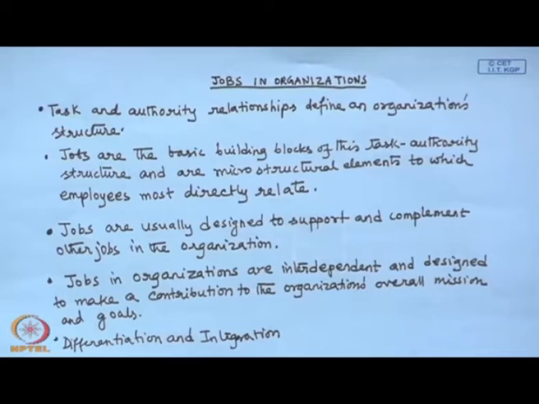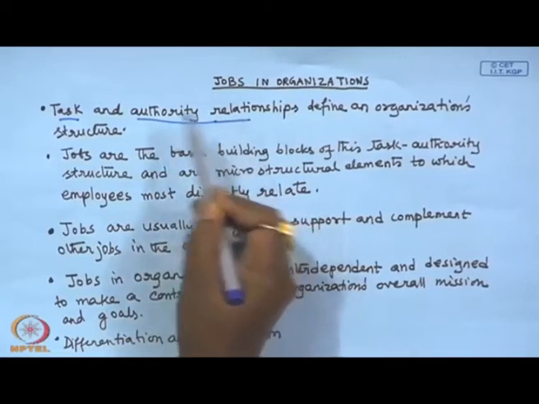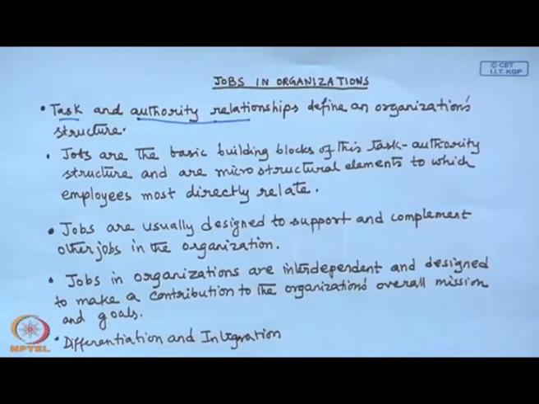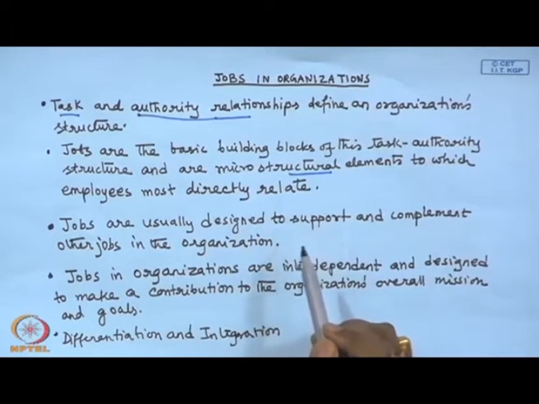relate. So if you see the salient points mentioned in this definition, they are task and authority relationship. This word is very important. Authority relationship means the power that is there in the organization, the relationship of each job with the other job, and it defines the structure. So the way a job is defined in the organization, it defines the structure of the organization. And jobs are the basic building blocks, the microstructural elements to which the employees most directly relate to.